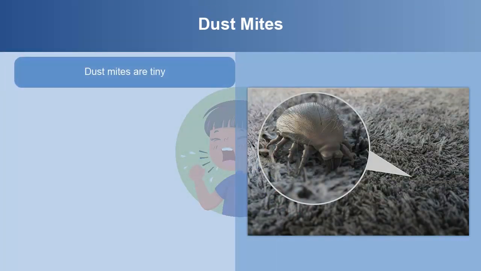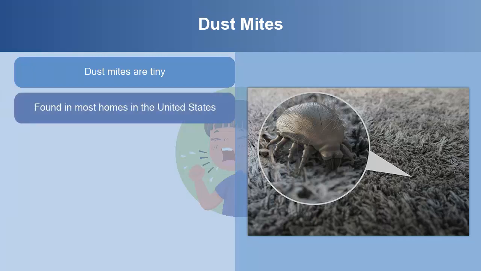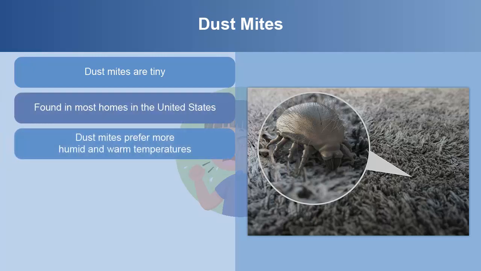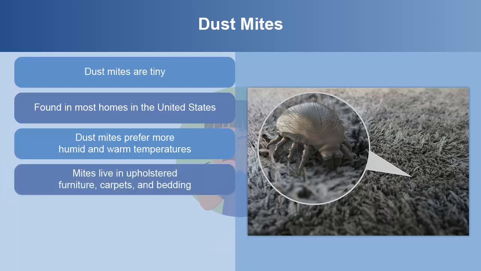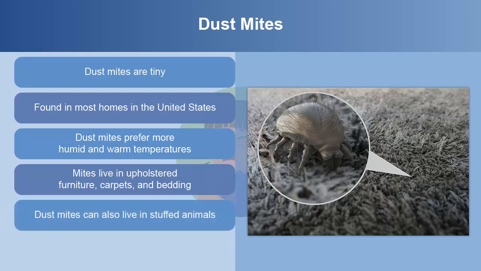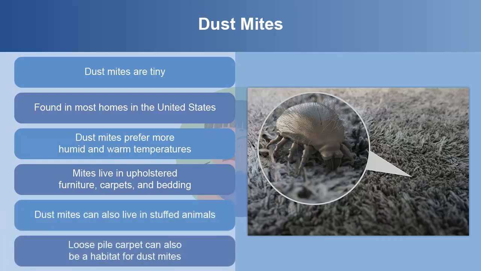Dust mites are tiny. They are found in most homes in the United States. Dust mites prefer more humid and warm temperatures. Mites live in upholstered furniture, carpets, and bedding. Dust mites can also live in stuffed animals. Loose pile carpet can also be a habitat for dust mites.